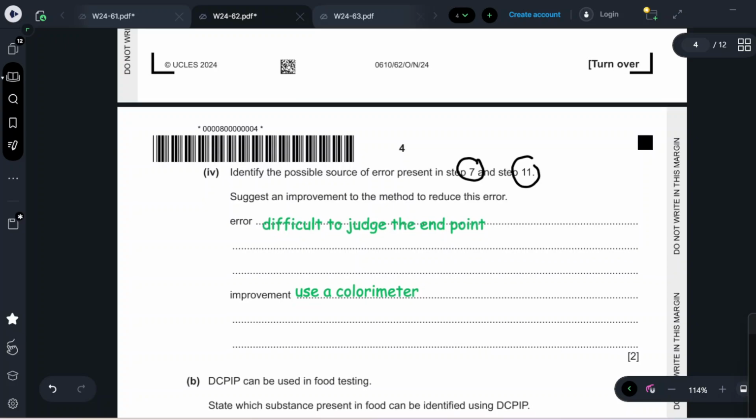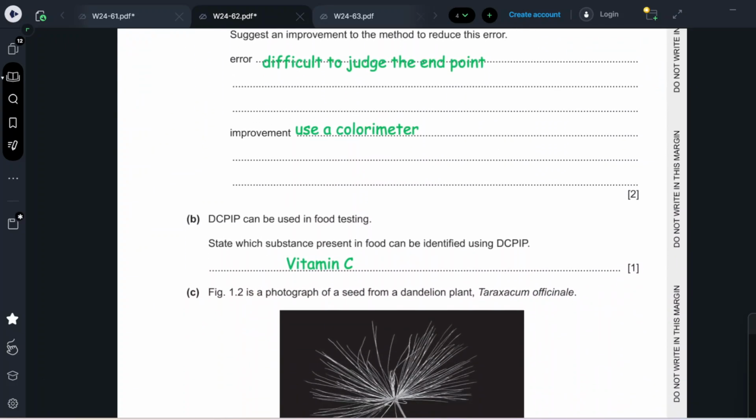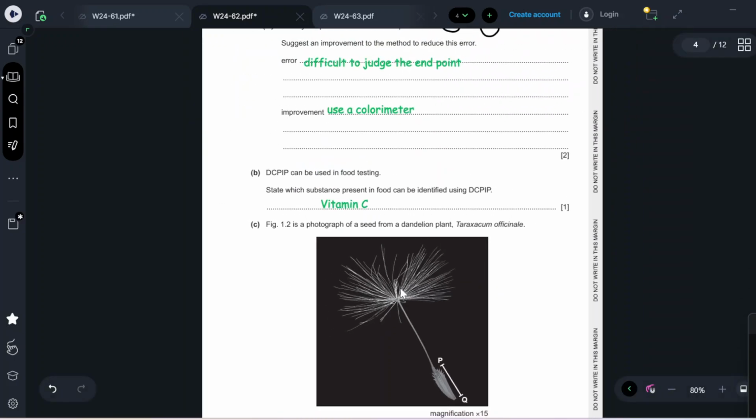DCPIP is used in food testing. Which substance? We just said it. DCPIP is used to test for vitamin C. Vitamin C.